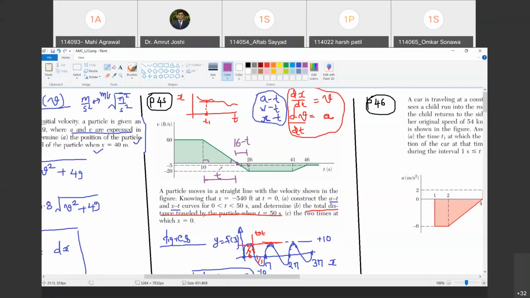Yes, sir. See, how much is the distance from here to here, meaning the time from here to here? 16 seconds. Out of that, this time is t. So this has to be 16 minus t. Do you agree with me?